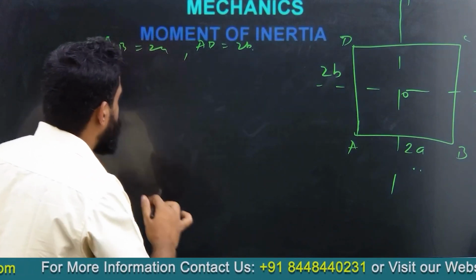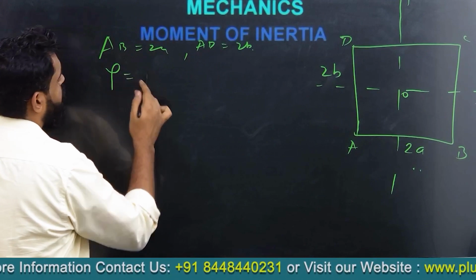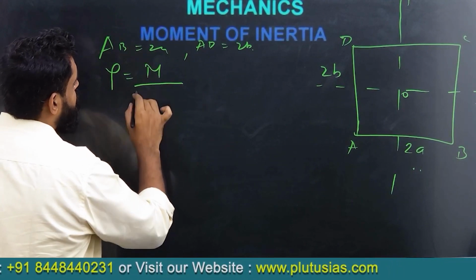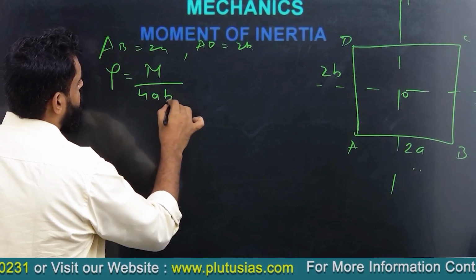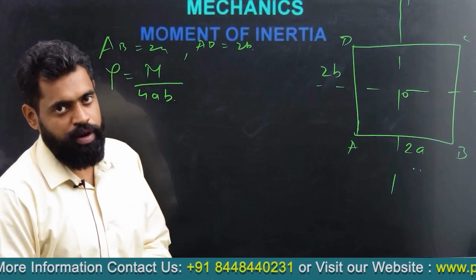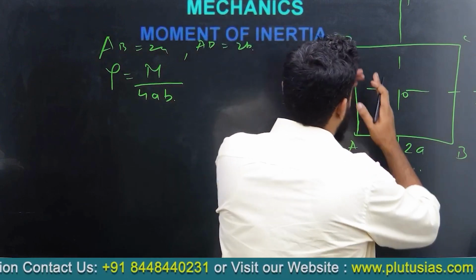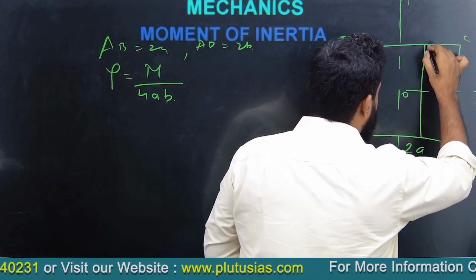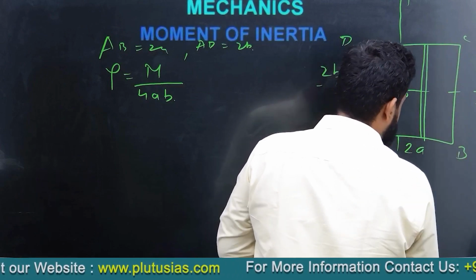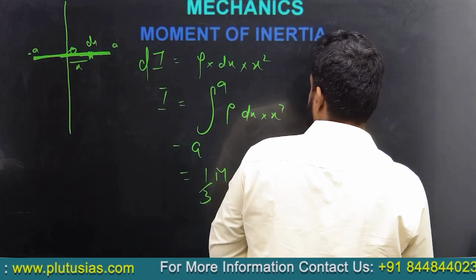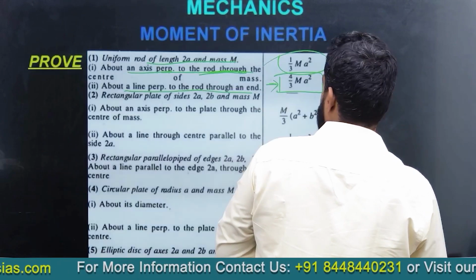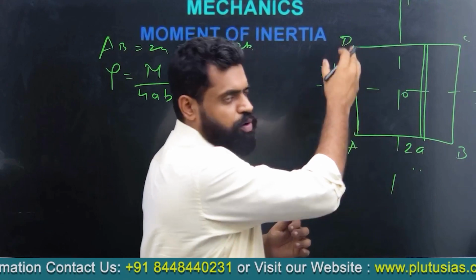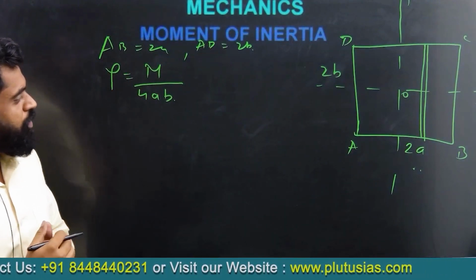First of all, you calculate the density. This time it would be surface density, mass upon area. And what is the area? Area would be 4AB. Suppose I divide this whole rectangle into small rods, infinite rods.